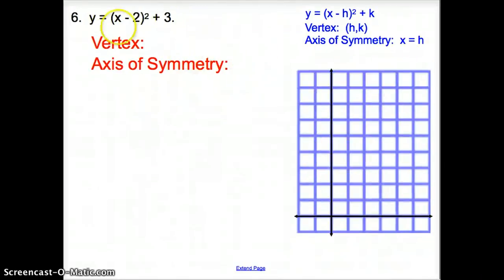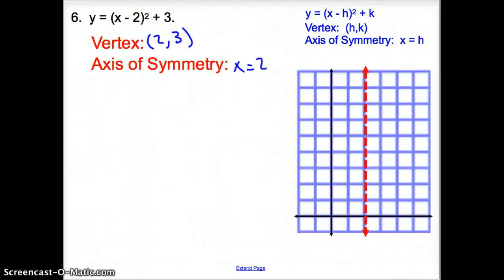Let's try one more. Number 6. First thing we have to figure out, what is my vertex? My vertex right here is (h, k). Well, now it's a -2, so my vertex just had to be a +2. My y is 3. The axis of symmetry is the same as your x-coordinate, so it's going to be 2. Go ahead and plug in or draw your axis of symmetry right at 2.